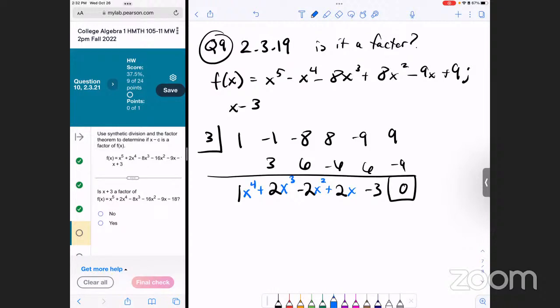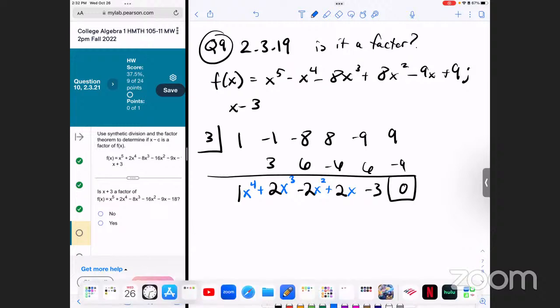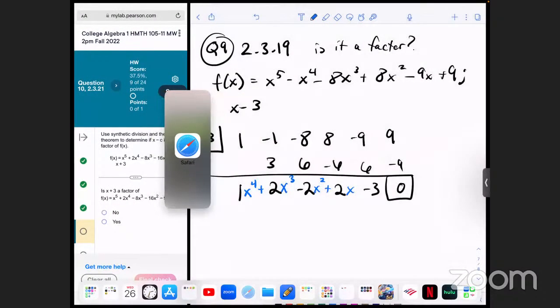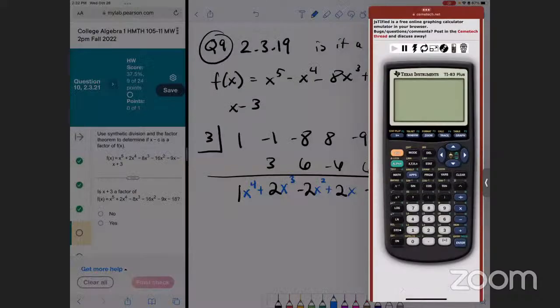Tempted to just put this in the calculator. Let's see if I can pull up my calculator. You're going to force me to do that. There we go. That's exactly what I want. Okay, this will work. So I'm going to put this in the calculator to see if it goes a little bit faster. So my y equals, I'm going to type my polynomial.